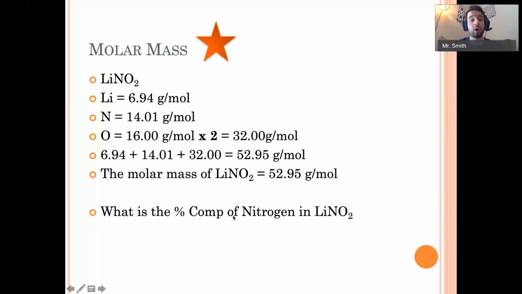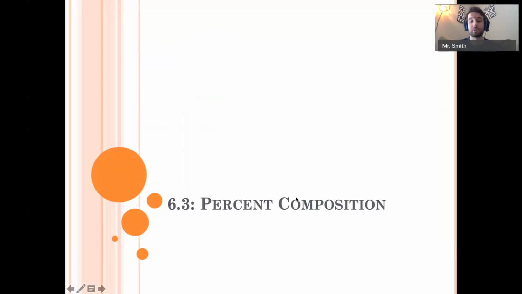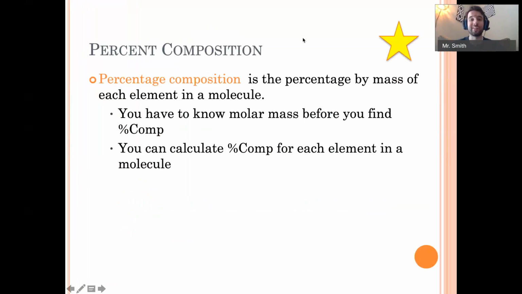Now, another question we can ask is about percent composition, which, as I said earlier, in this case, we're asking how much nitrogen we have in our lithium nitrite, for example. To do that, we're just going to take the mass of nitrogen and divide that by the mass of the whole thing. Percent composition is something we'll get into a little bit later, next time.